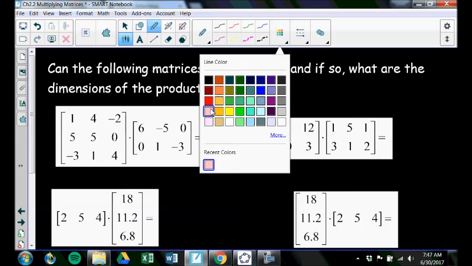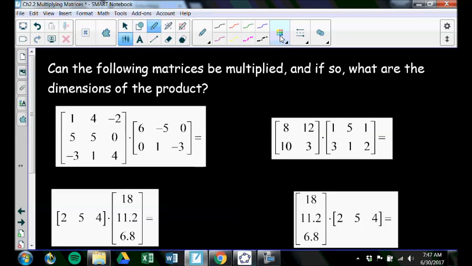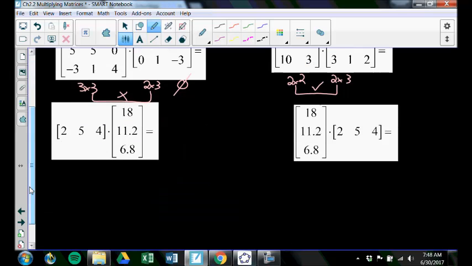Now that you've paused the video to see which of these can and cannot be multiplied, this is a 3 by 3 times a 2 by 3. This one can't be done because the inner numbers don't match up. This is a 2 by 2, and this is a 2 by 3. The inner numbers do match up. This one's good. That one can be multiplied. This is a 1 by 3 times a 3 by 1. The inner numbers match up, so it can multiply.